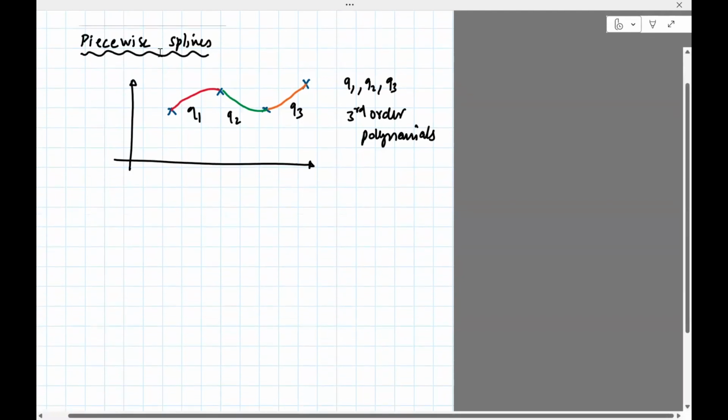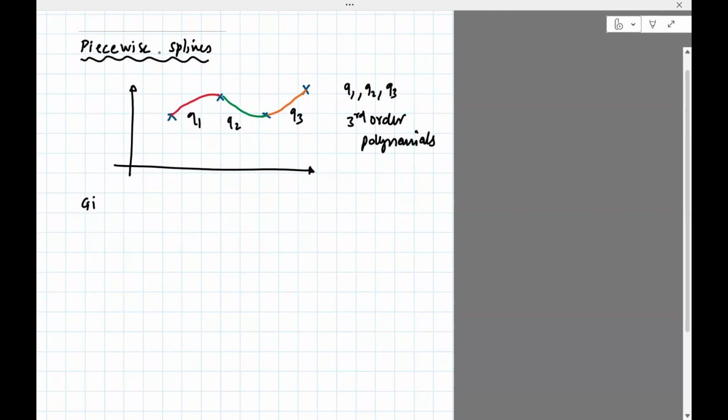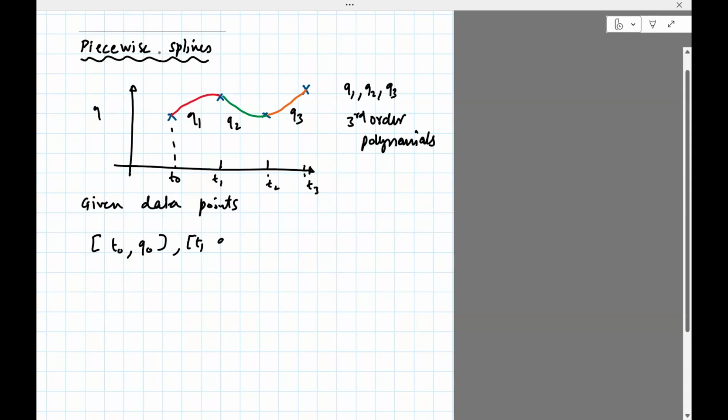So let's say that we are given data points. Like so, let's say that this is T0, T1, T2, T3, and this is Q. So what you're given here is T0, Q0, T1, Q1, T2, Q2, T3, Q3.